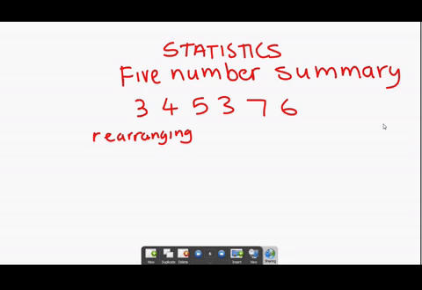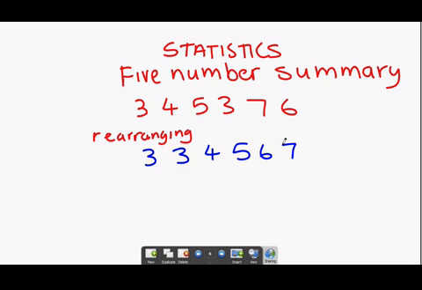And when I'm rearranging the data, I'm going to start by writing 3 first, then followed by the other 3, then 4, then 5, then 6, then 7. Now that I've rearranged my data, I can then look at how I can find the mean, the quartiles, and the maximum and the minimum.